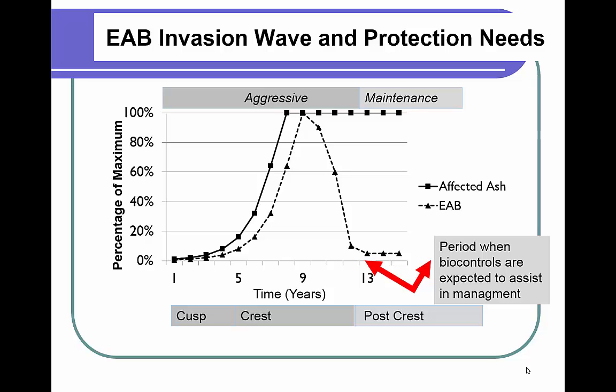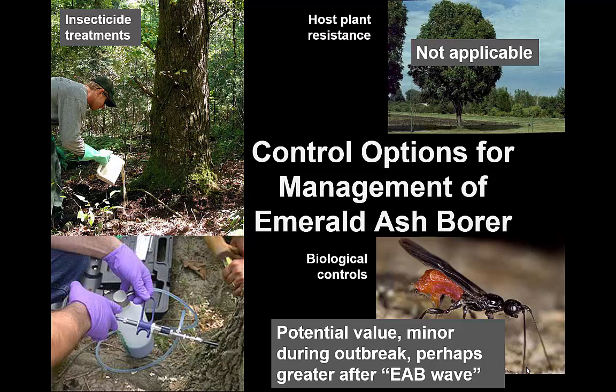I don't think anybody thinks that this is going to be the solution for emerald ash borer in North America. We're missing the most important part of the biocontrol of emerald ash borer, and that is the ability of the tree to resist the attack by this insect itself. So biocontrols probably will not get us through this peak period, but after that point, when the ash trees that we have conserved are still going, then we might get some advantage from this. So I'd say the potential value is minor during outbreaks, perhaps greater after that EAB wave.